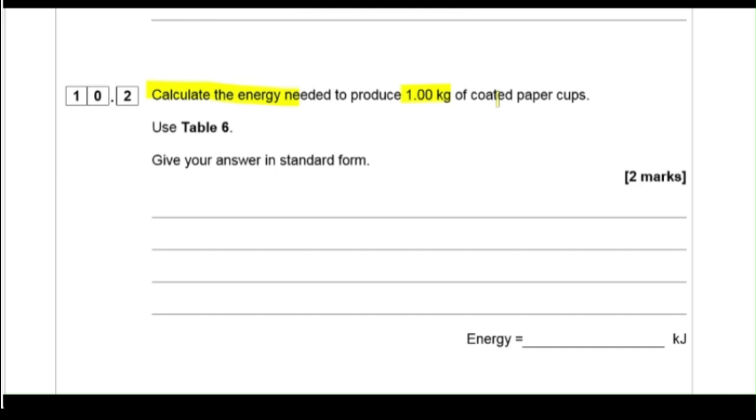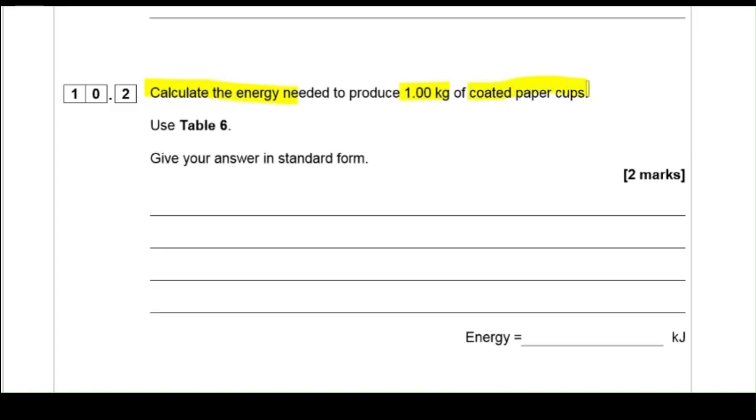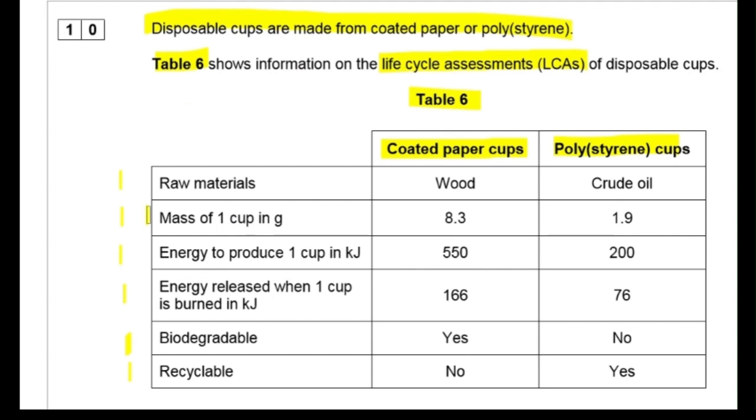Question 10.2. Calculate the energy needed to produce 1 kilogram of coated paper cups. Use table 6 and give your answer in standard form. Now, standard form, remember, is when you do your times 10 to the power of, and this is a 2-mark question. So let's have a look at table 6.